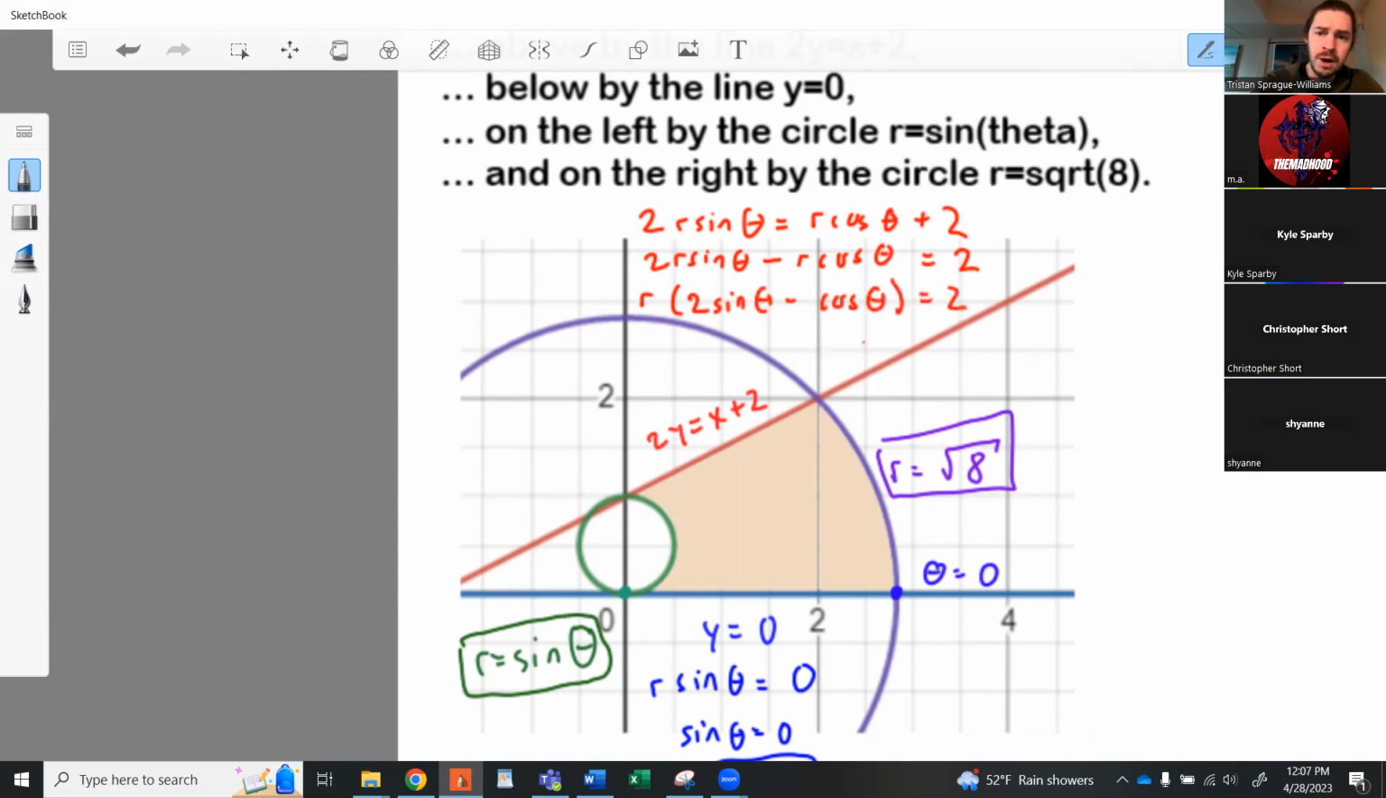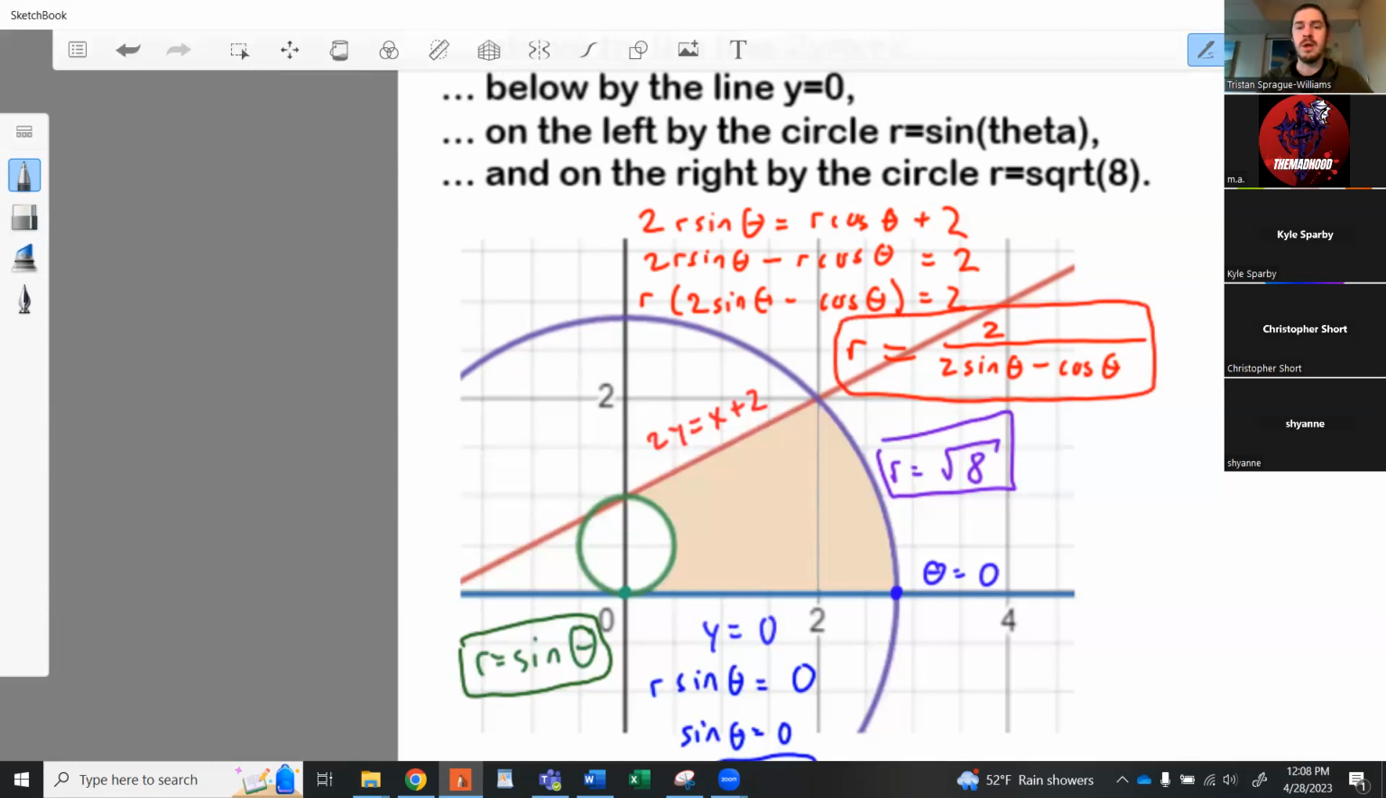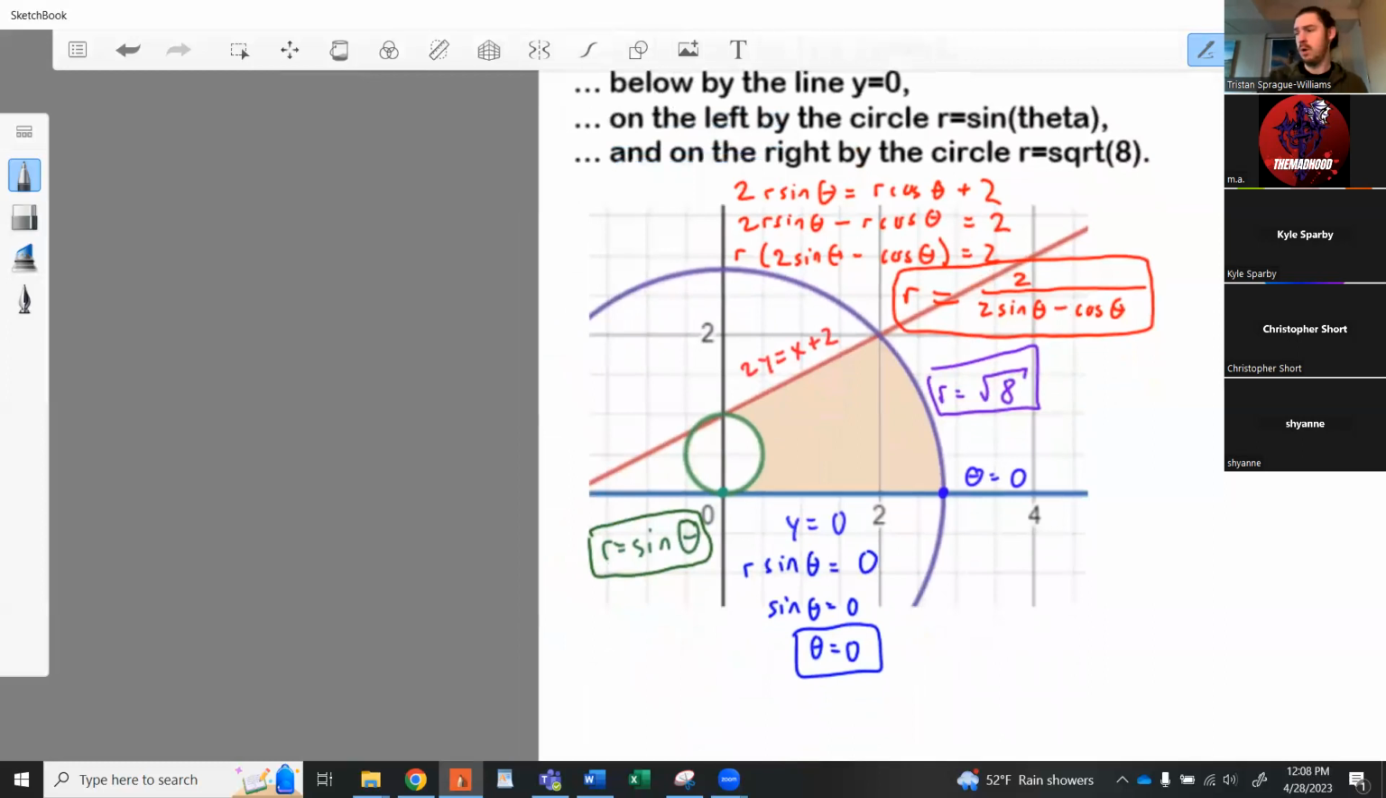And solve for r by dividing. So r equals 2 over 2 sine theta minus cosine theta. And that is our equation for that line in polar coordinates. Okay.